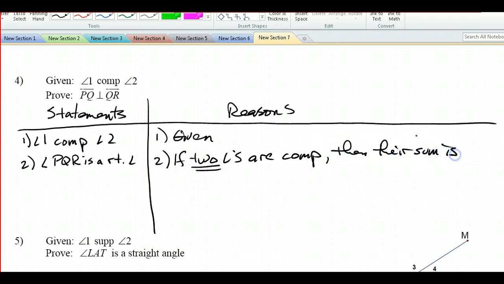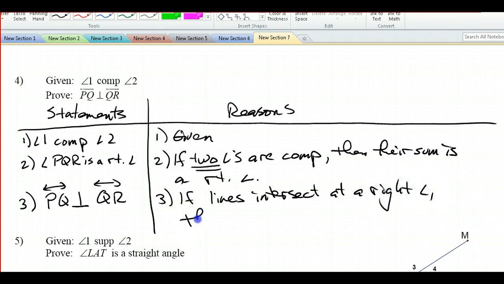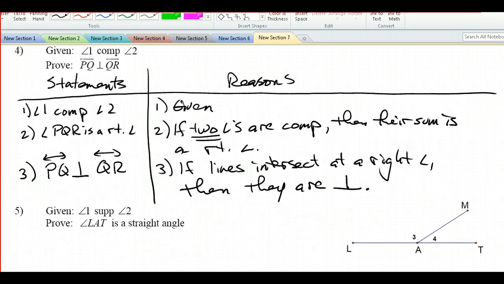a right angle. And now that we have that two lines form this right angle, we can say that the two lines are perpendicular. So PQ is perpendicular to line QR if lines intersect at a right angle, then they are perpendicular.